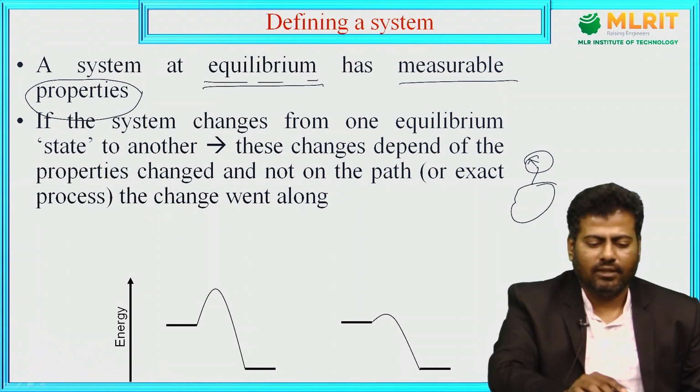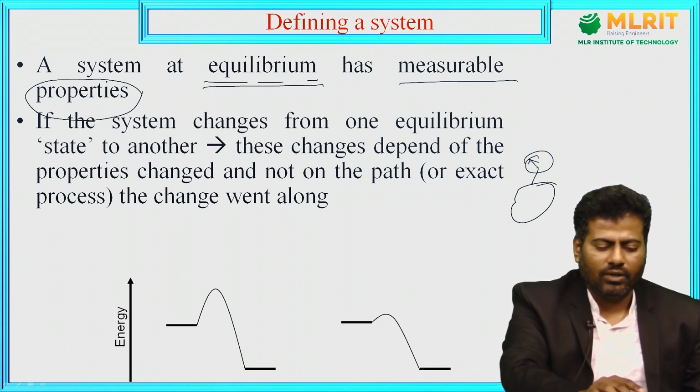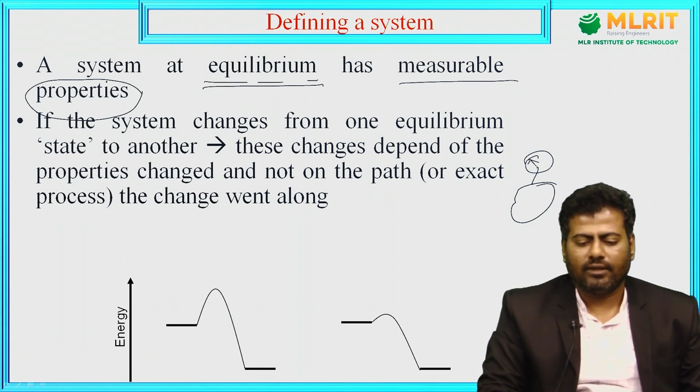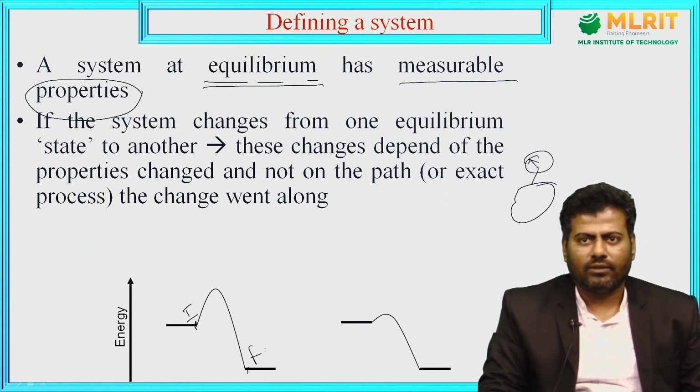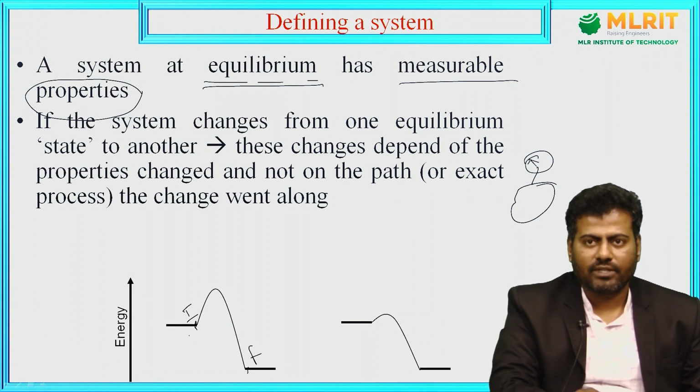For example, if the system changes from one equilibrium state to another, these changes depend on the properties changed and not on the path. Or we can say that is the exact process that we will see, the changes that went along. Got it? I have shown these 2 graphs over here. Assume this is the initial condition and this is the final condition, with respect to initial I and final F. This is what we can measure the properties with respect to.